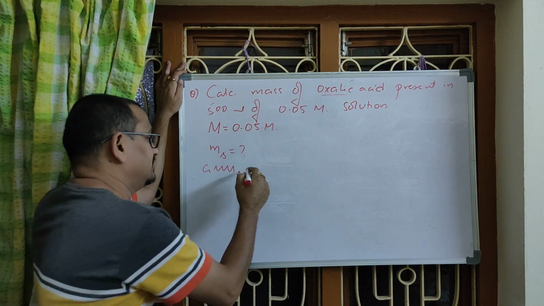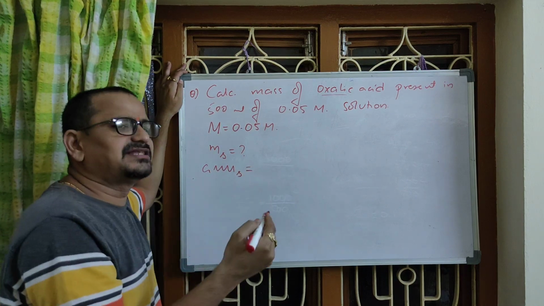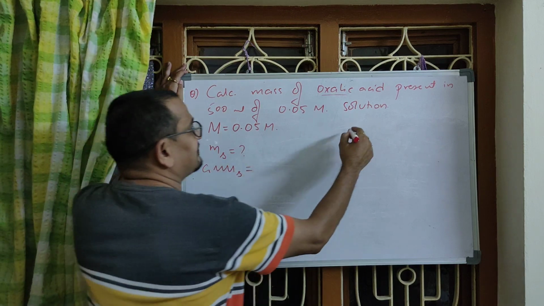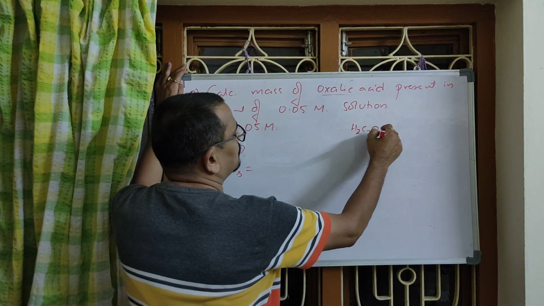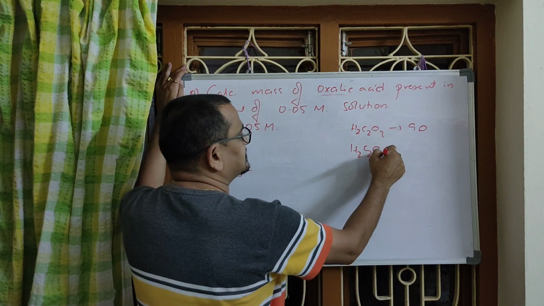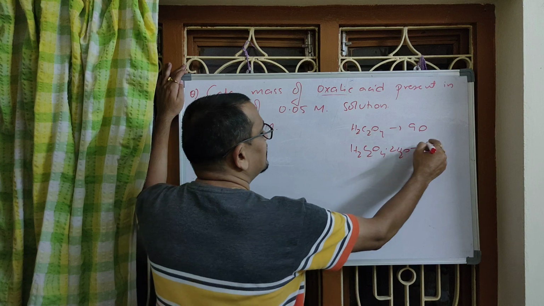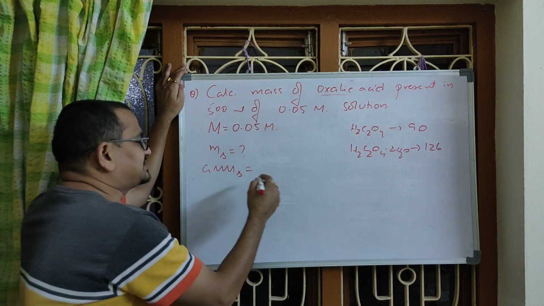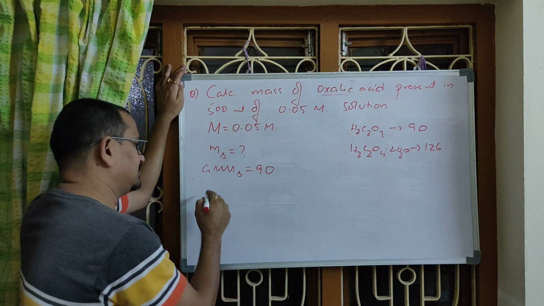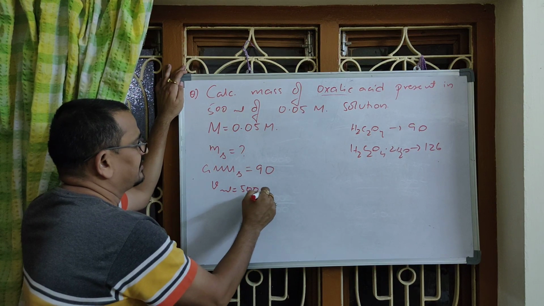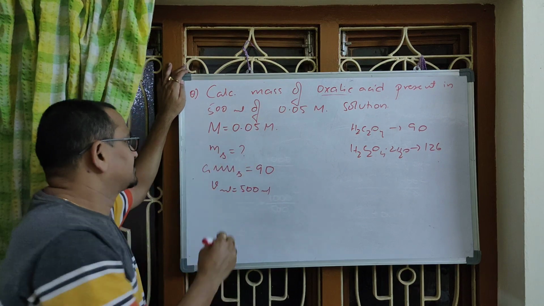Trial and error here. The gram molecular mass of the first thing, anhydrous oxalic acid, H2C2O4, is 90. Whereas the hydrated form of oxalic acid, dot 2H2O, is 126. Right? Let us start with this 90. Then volume is given as 500 ml, right?